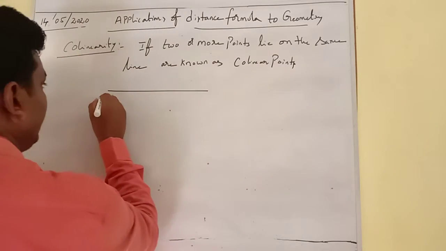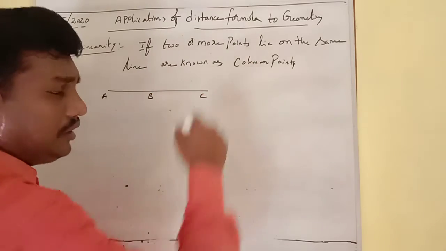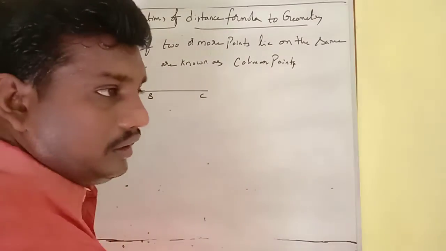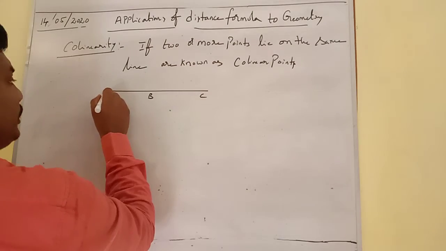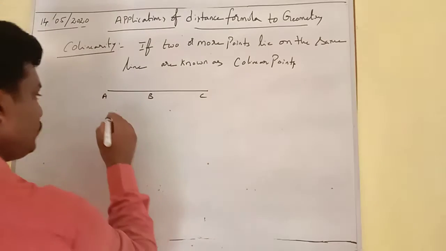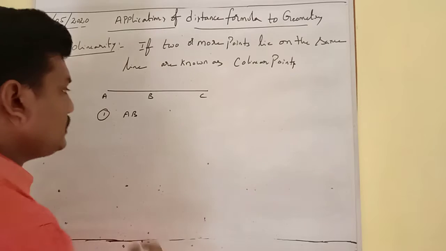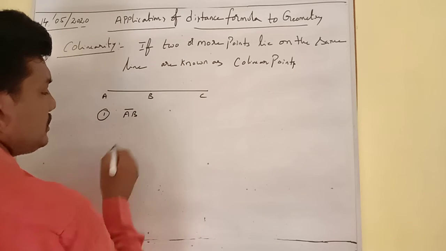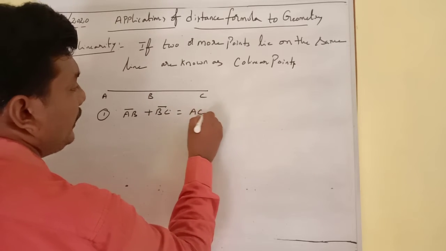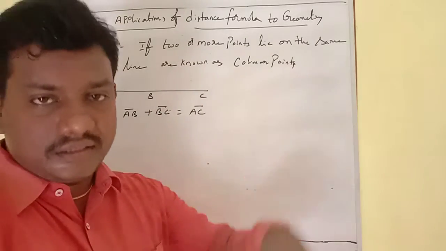So 2 points A, B, C. Any 2 points are always collinear. We know very well about that. If one more point is also on the same line, then that is also collinear. So if any 3 points are collinear, what is the condition? The sum of any two distances is equal to the third distance. AB distance plus BC distance is equal to AC distance.